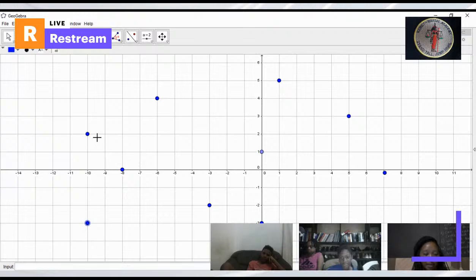How about this one here? Miss, that one is negative 10 to 2. Negative 10 on the X and then up on the Y, positive 2. And the last one, Miss, the last one is negative 10 to negative 3. Negative 10 to negative 3.